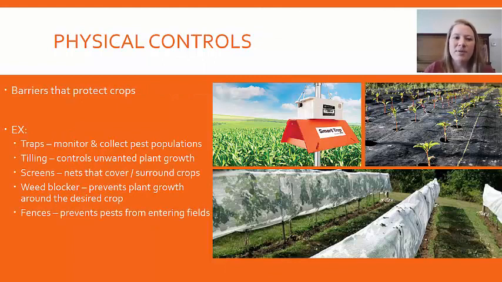The second type of IPM is a physical control. These are physical barriers to prevent a particular pest from attacking your crop. This could be a physical layer of a screen or a weed blocker to prevent plants from growing up in between your desired crops, so to keep the weeds down. This could be a physical screen or net around the branches of, say, a fruit tree to prevent insects from getting in and attacking the growth.